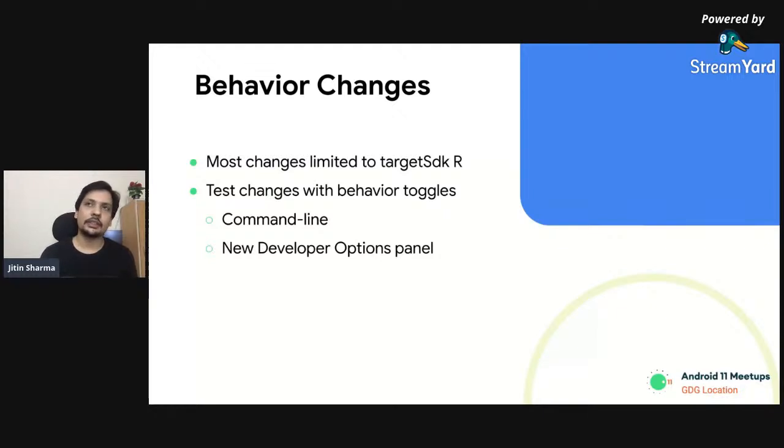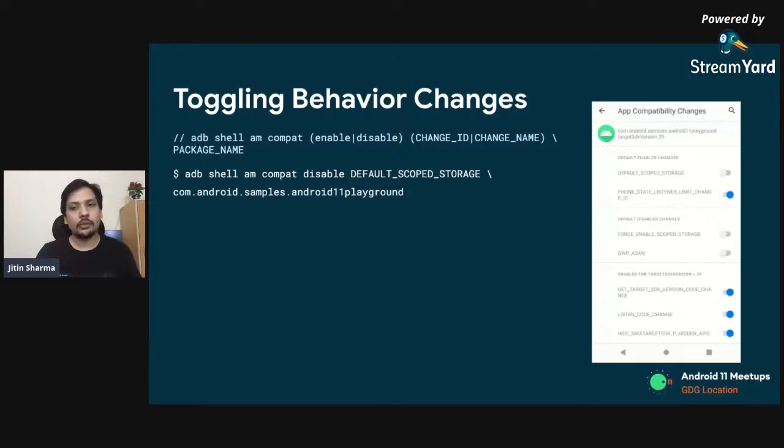You would like to test how, let's say, scoped storage will help you or will not help you, or any other behavioral changes around privacy and service limitations, how will they affect you. So the developer preview has an option in developer options of your device called app compatibility changes. It's a UI with a set of toggles. These toggles represent all the behavior changes which Android 11 has introduced. So you can just turn them on and off, and then you can test your application in isolation.